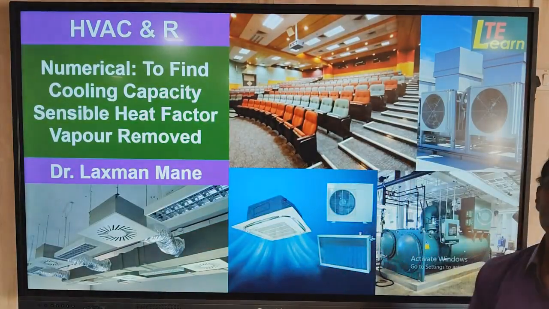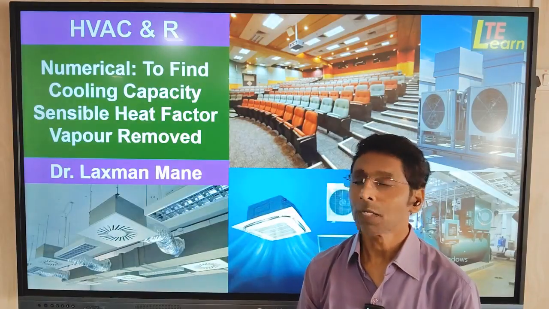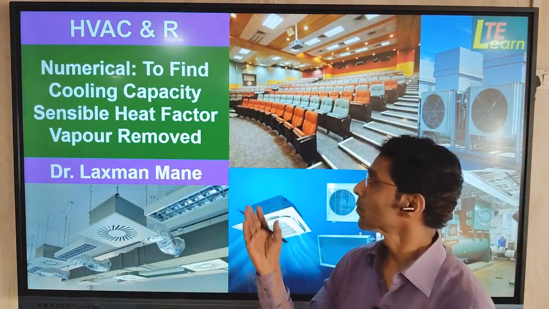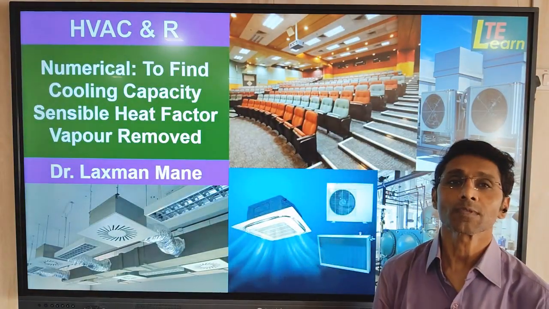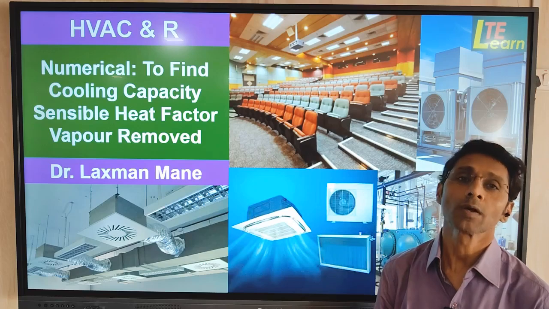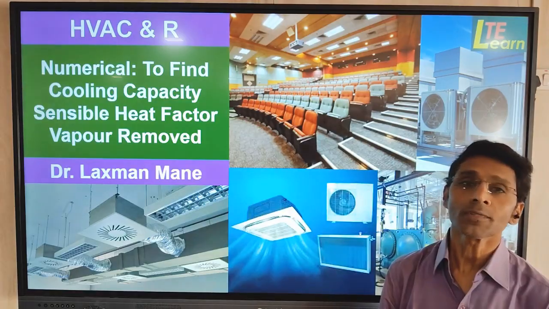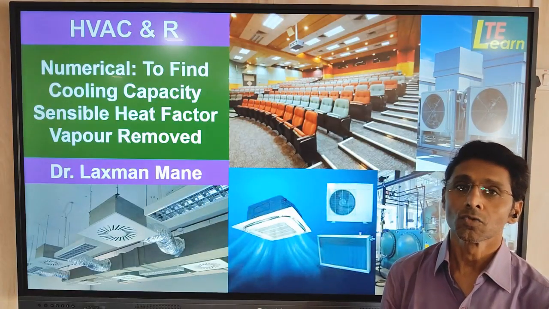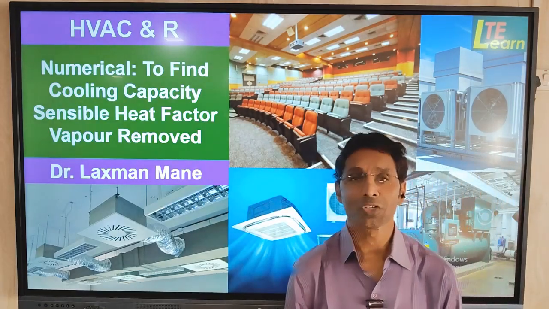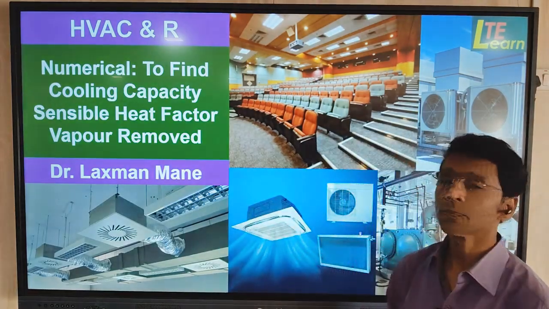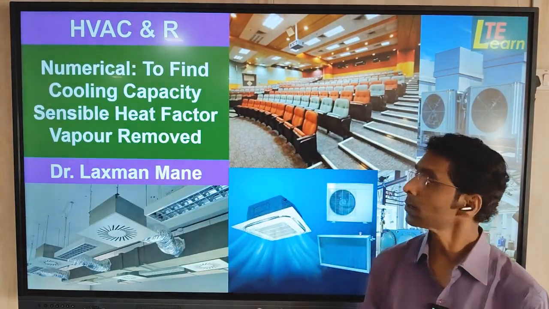In previous video sessions, we have discussed the fundamental knowledge which is required to solve this numerical on air conditioning systems. We have seen different types of psychrometric processes with the help of the psychrometric chart, and also discussed the use of the psychrometric chart to obtain the different properties of moist air. Now in this video session, with the help of that knowledge, we will solve a numerical.